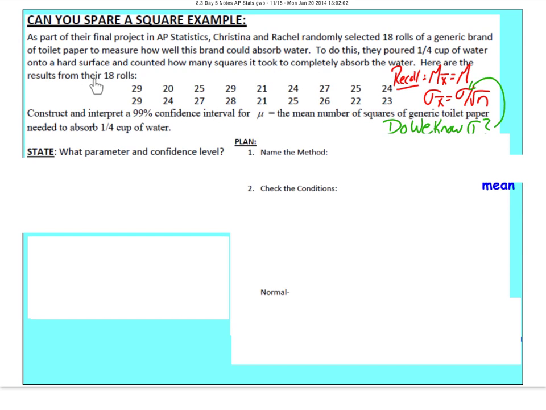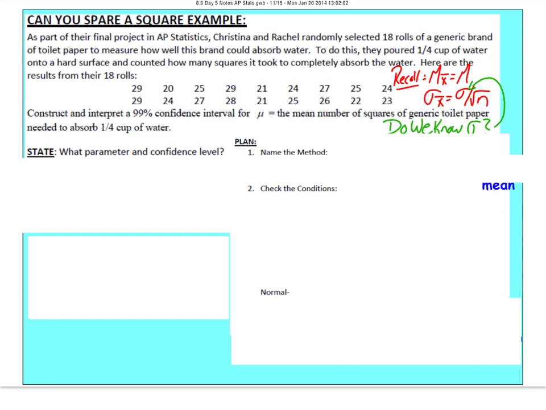Here are the results from their 18 rolls. These are how many squares it took them to absorb that 1/4 cup when they did it 18 times. They want us to construct and interpret a 99% confidence interval for mu, which is the mean number of squares of generic toilet paper to absorb 1/4 cup of water.